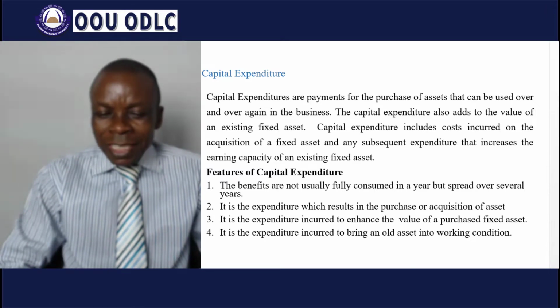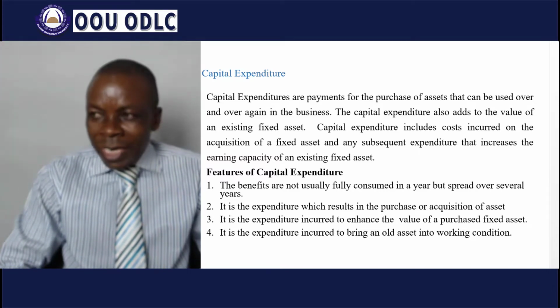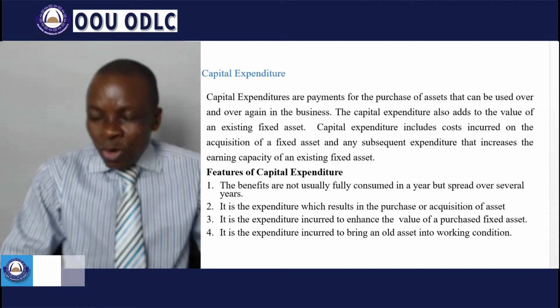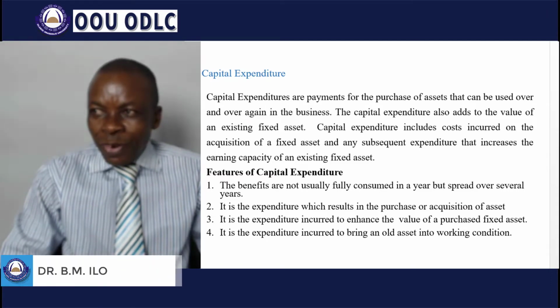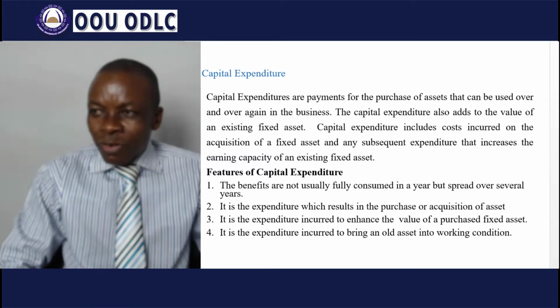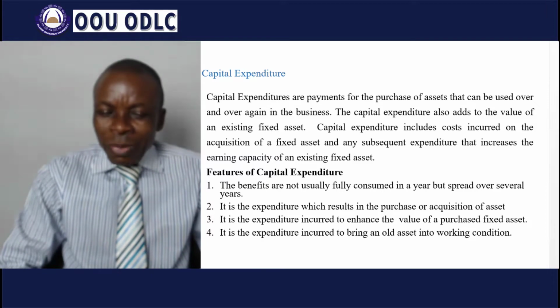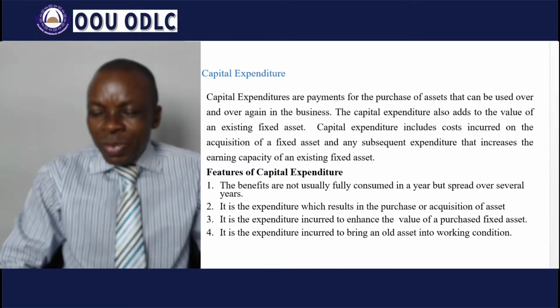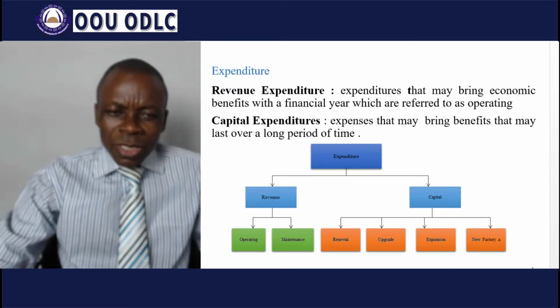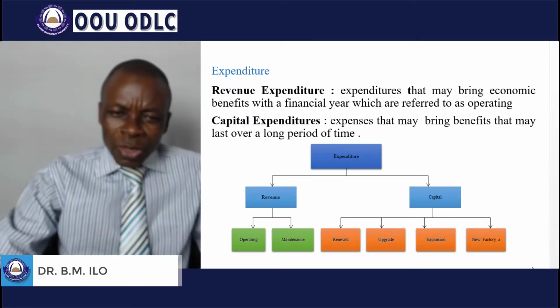For instance, you have an office that you have been working in, and you have to remove the fittings there, the furniture and fittings, and replace them with brand new, quality-enhancing facilities. Then such expenditure can be classified as capital expenditure rather than treated as if it were maintenance expenditure. So you can see that expenditure generally we classify this way: revenue expenditure and capital expenditure.